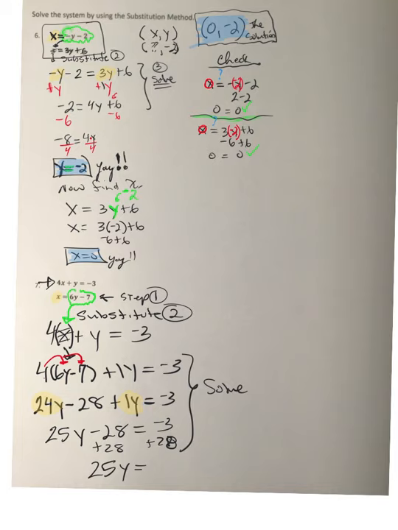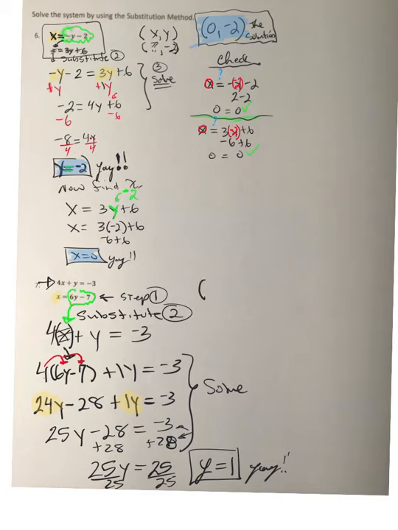Be careful when you're doing your integers. We've got more positives than we do negatives. So our answer is going to be positive 25, and then we're going to divide by 25, and then y equals 1. Yay! Right? We have one of our answers.